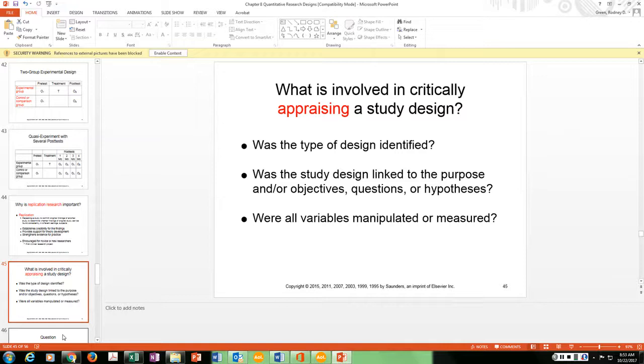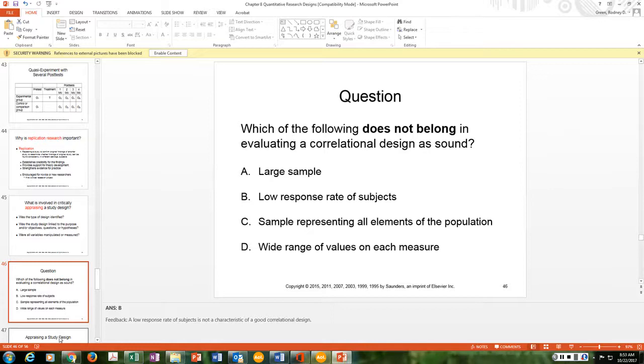What is involved in critically appraising a study design? Was the type of design identified in the research report? Was the study design linked to the purpose, objectives, questions, or hypotheses? Were all the variables manipulated or measured? Which of the following does not belong in evaluating correlational design as sound? B. A low response rate is not a characteristic of a good correlational design.